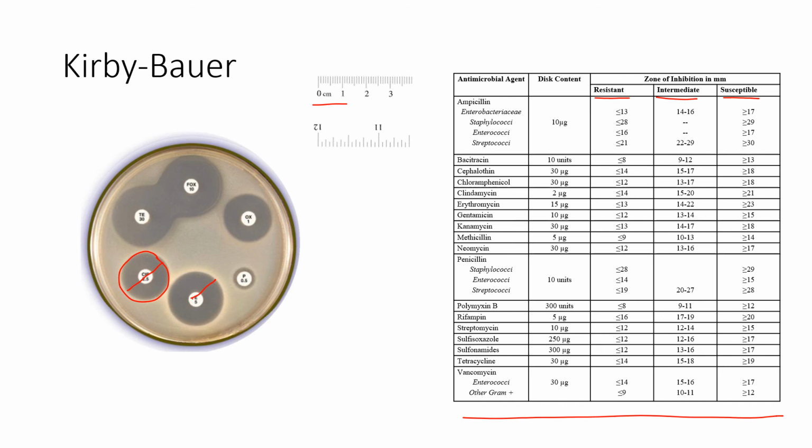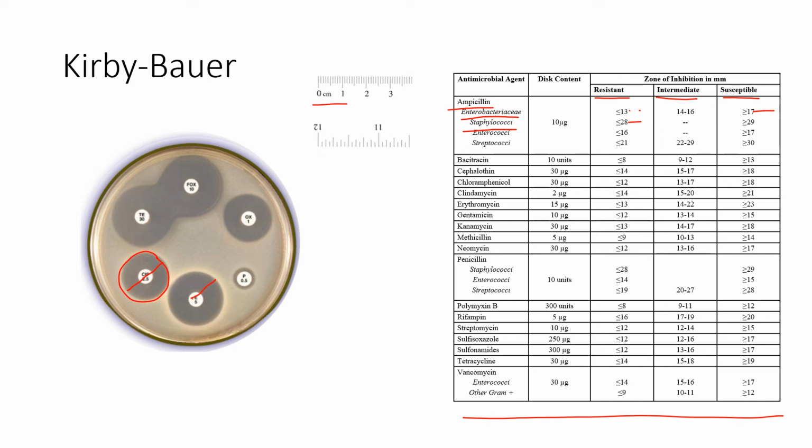And with some of the antibiotics, like ampicillin, it depends on the type of bacteria. So for instance, Enterobacteriaceae, that would be like an E. coli. If the zone is smaller than 13 millimeters, it is resistant. If it is larger than 17 millimeters, it is susceptible. Whereas for Staphylococci, if it's smaller than 28 millimeters, it is resistant.